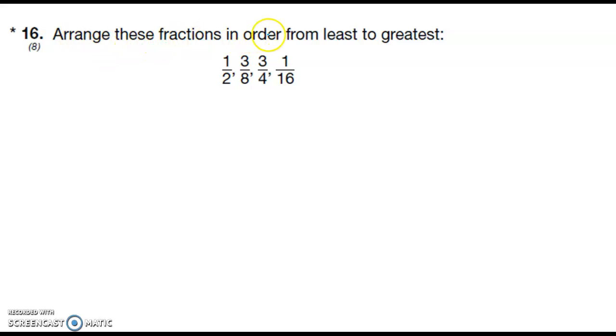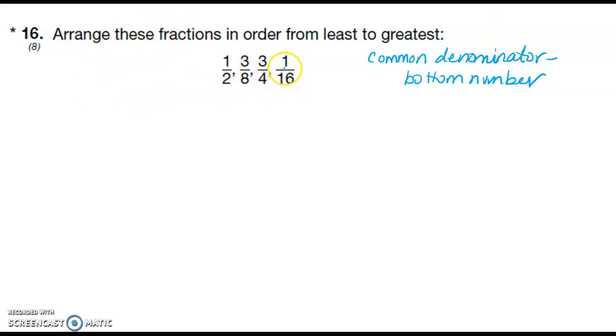Number 16, arrange these fractions in order from least to greatest. What I'm going to do is find a common denominator. And that's the bottom number. And that's going to help me to compare these fractions. Now you may be able to look at these and say, well, yeah, this is bigger than that, but sometimes it gets a little confusing. So I'm going to use the 16 as my common denominator. So this is going to remain the same. Okay, so 1/2 times 8 over 8 is equal to 8 over 16. So that's going to be 8 over 16.